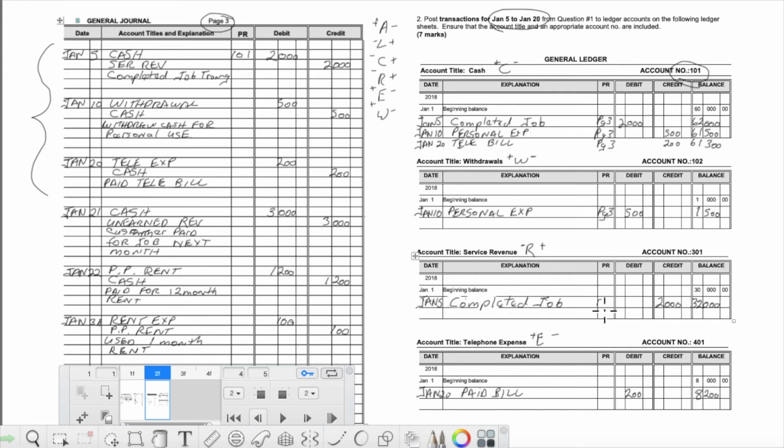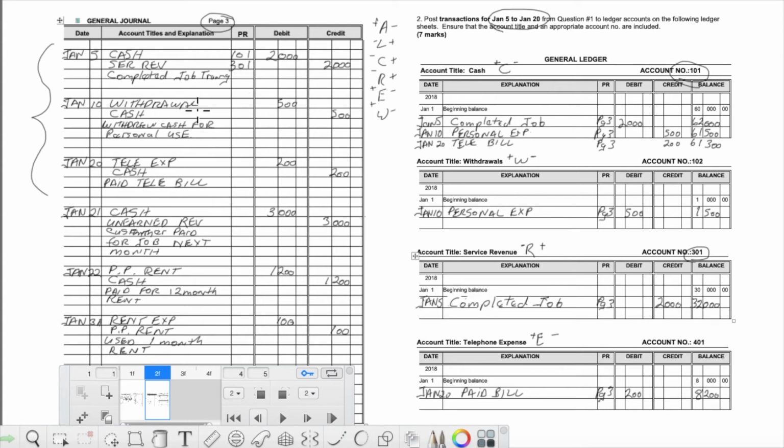You can just expedite this a little faster. But if you had multiple pages, this is where you do one at a time and make it more accurate. But we're just trying to be efficient. Page 3. Perfect. So now all we need to do is fill in for the general journal which appropriate account it was. The service revenue, that is account number 301. So this is 301.